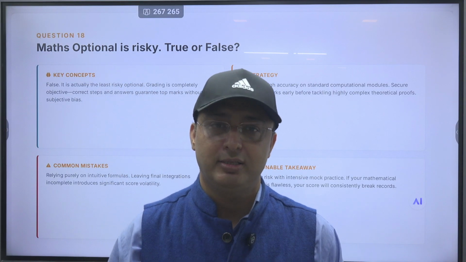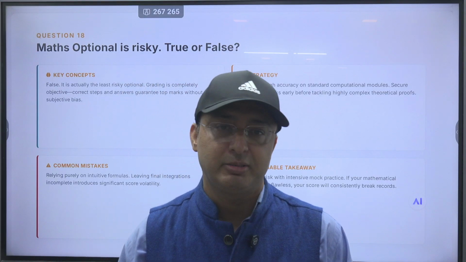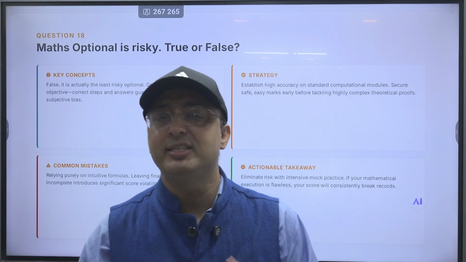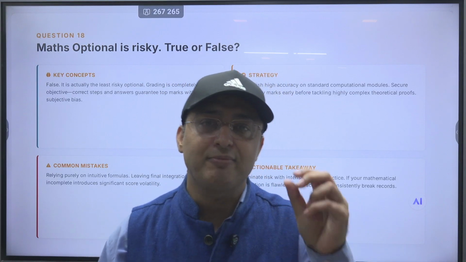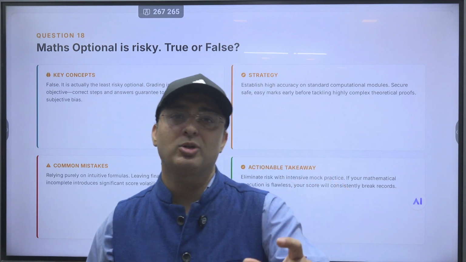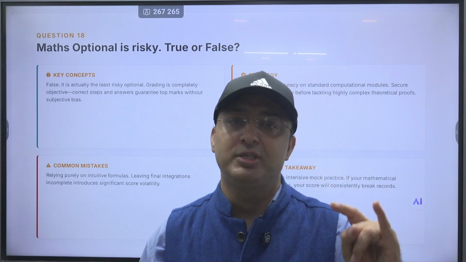So the most fundamental thing is that it is not risky in the first place. What makes it riskier is your unscientific temperament. I say to all my students that success is like a science. If you have the conditions, you have the results. So in maths optional, it is very objective in the first place.